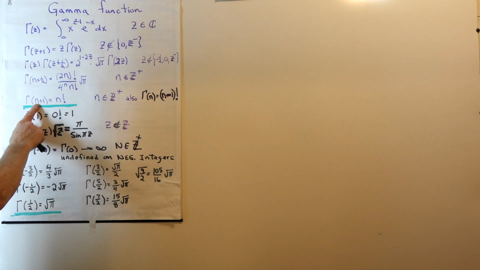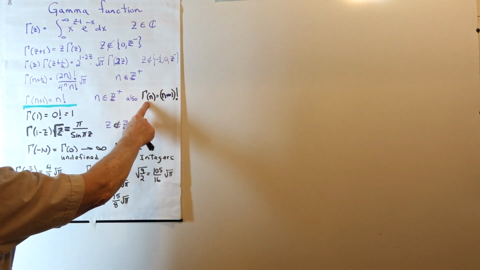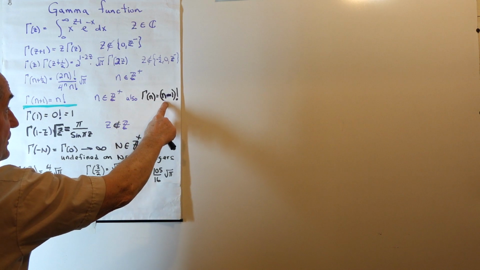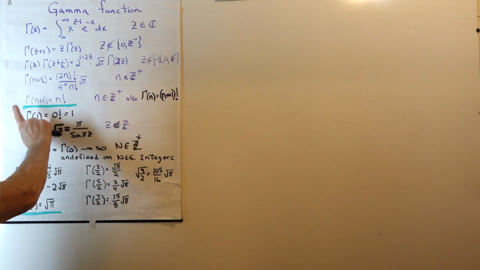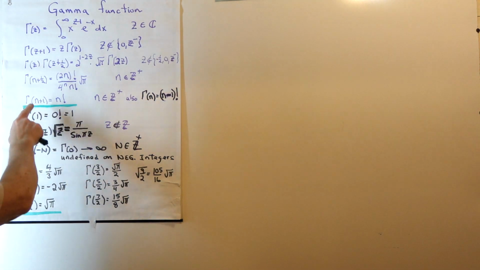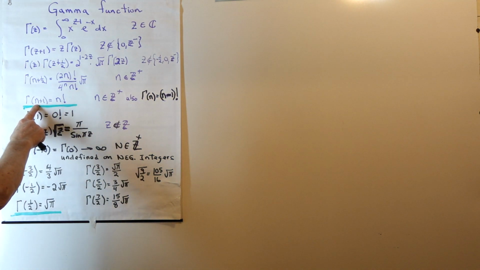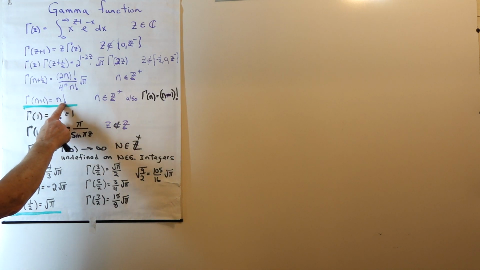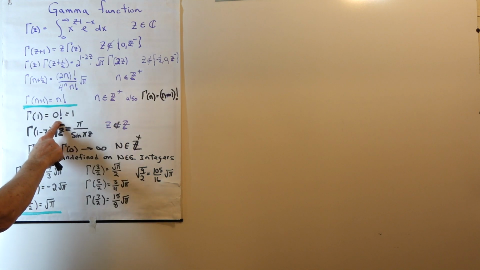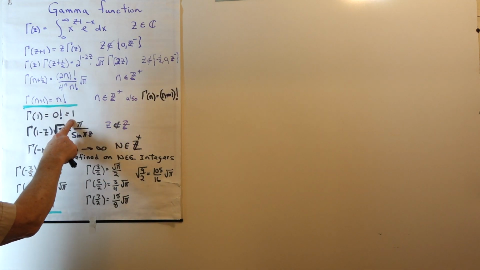And if you substitute n minus 1 in for n, then gamma of n is just n minus 1 factorial. It's a factorial function. n has to be a positive integer. Now, if we put n equal to 0 in here, we get gamma of 1 is equal to 0 factorial. And we define 0 factorial as being equal to 1.